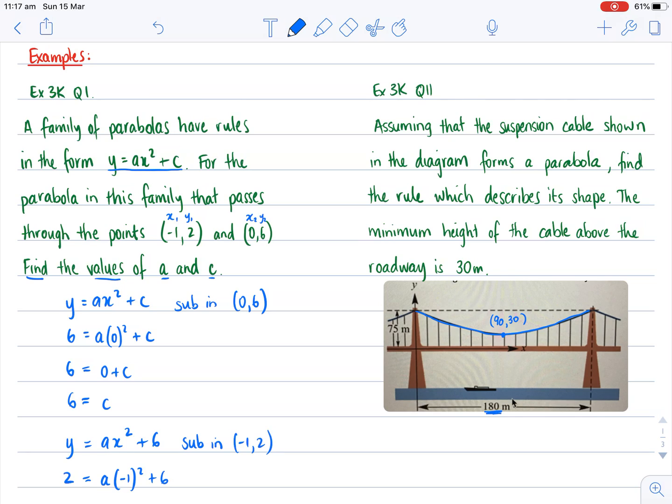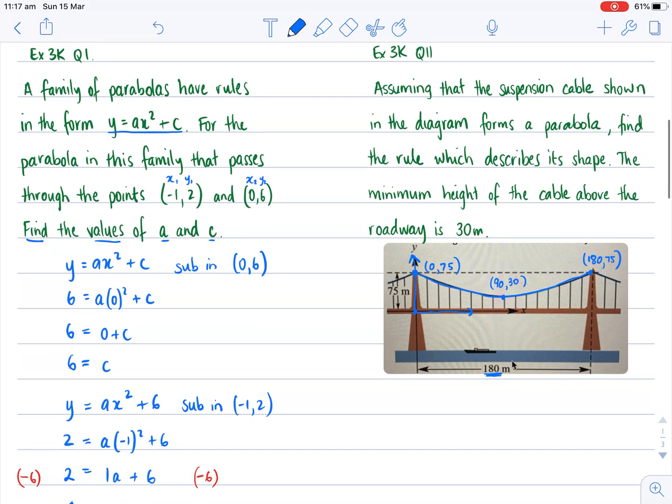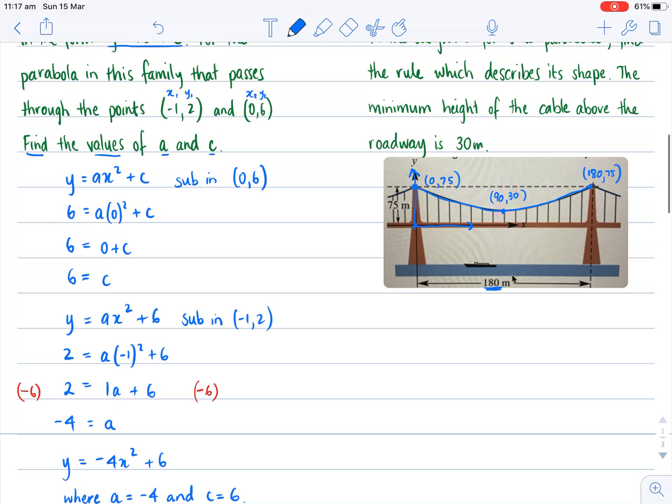If we have a look, there's the origin, there's my y-axis, there's my x-axis. So I can say that this point will be when x equals 0 and y will be 75. And again, from symmetry, this has to be the point where x is 180 and y is 75. So this is a case where I have the turning point and another point.